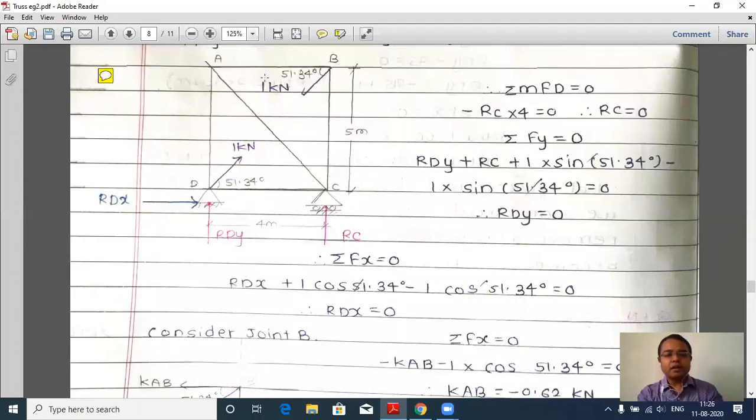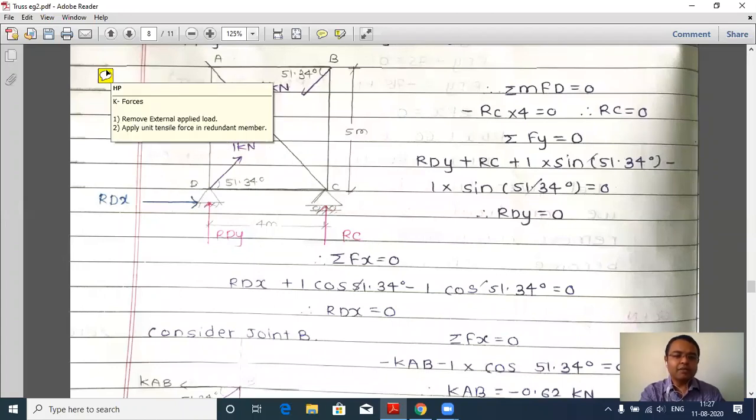Now we are going to analyze this truss. Remember, while analyzing an indeterminate truss, we have to analyze the truss twice. That is, we have to find P forces and we have to find K forces. Again, we are going to analyze this given truss, and here we are finding the K forces.